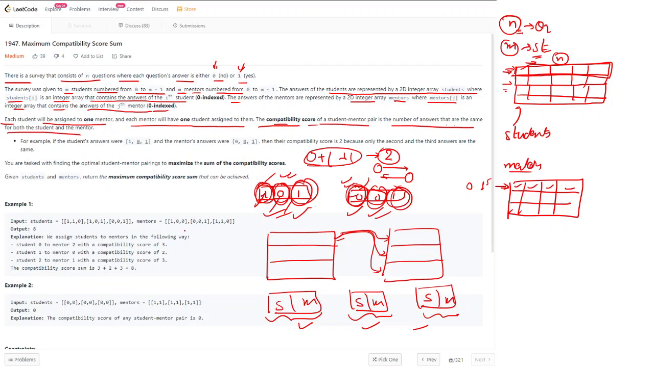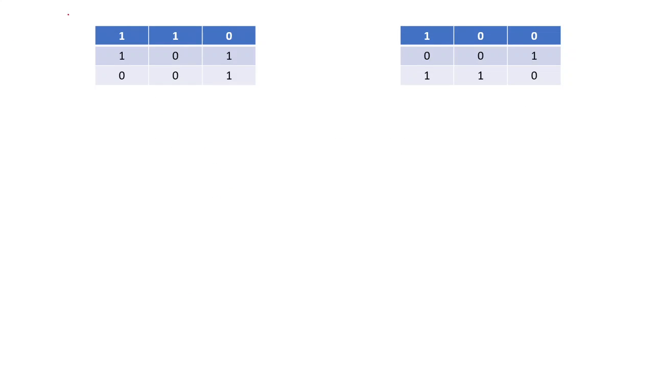So let's see this with an example. Suppose this is the students' answers and this is the mentors' answers.